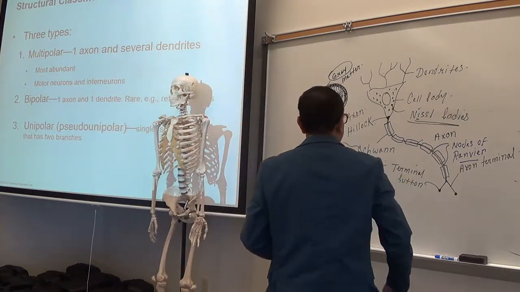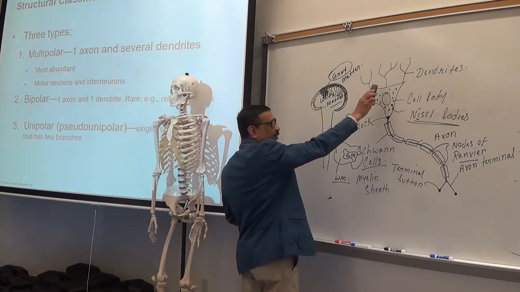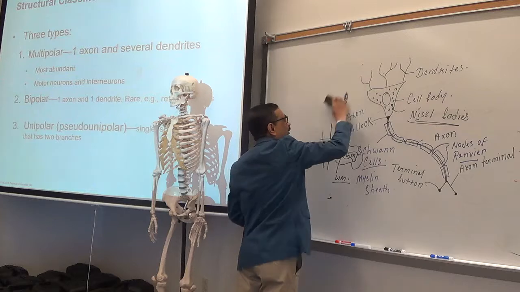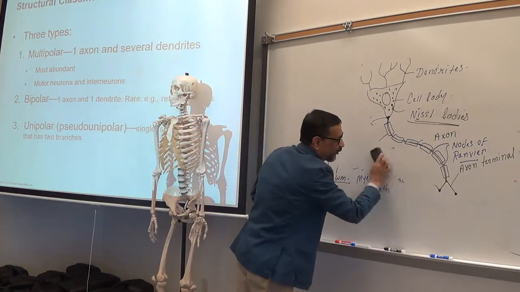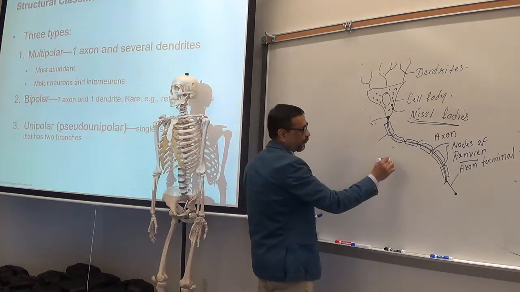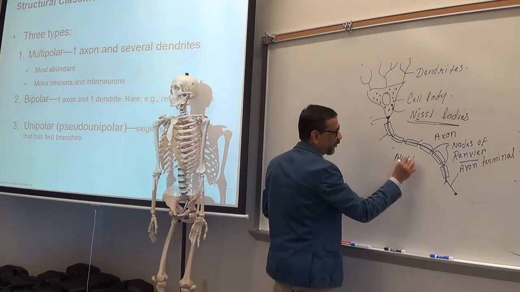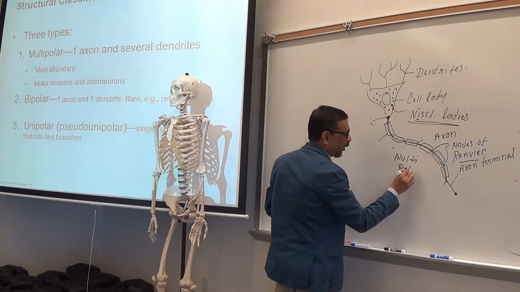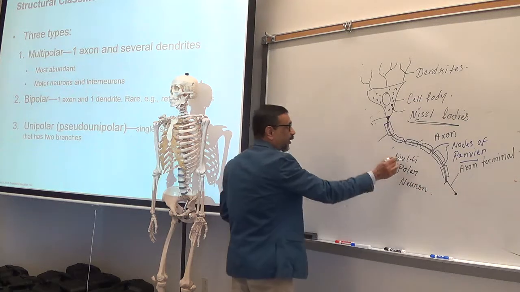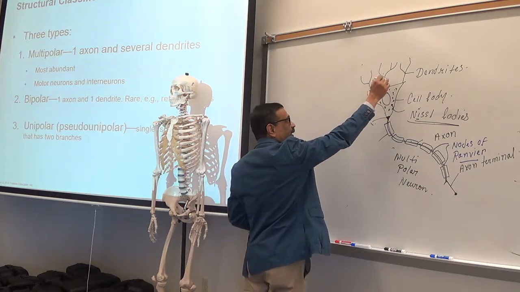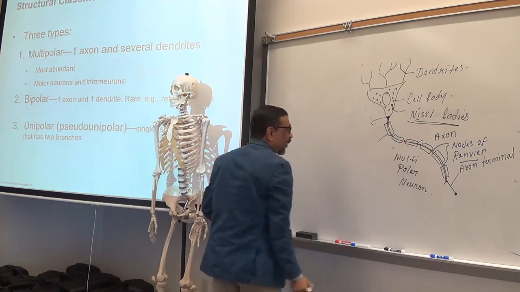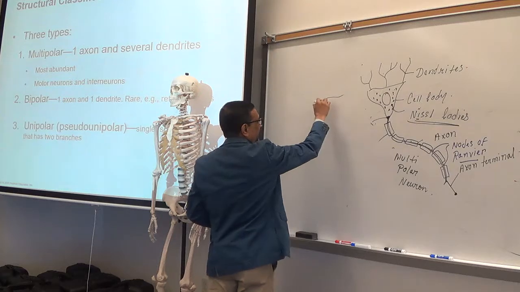Types of neurons. This is the most common type of neuron, a typical neuron. This type of neuron is called multipolar. Multipolar neuron. And in a multipolar neuron, you have multiple dendrites and one axon. That's the most common type.